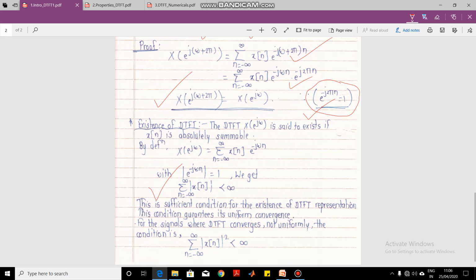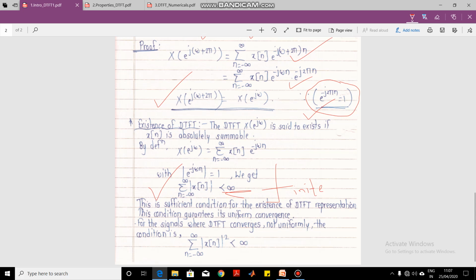So how do we show that the signal is absolutely summable? The summation of the magnitude of x[n] from minus infinity to plus infinity should be less than infinity. That means it should be a finite value, not infinite. That means it should converge. So this is the condition for the existence of the discrete time Fourier transform.